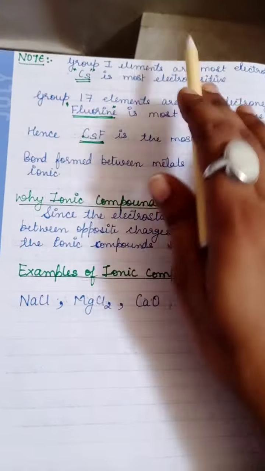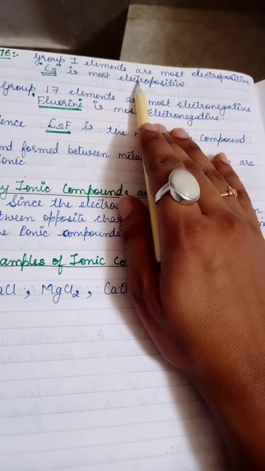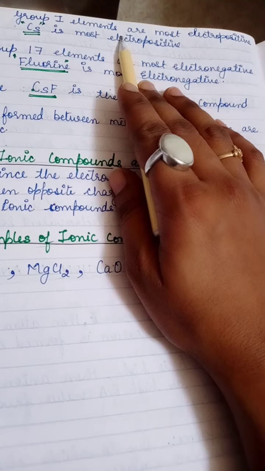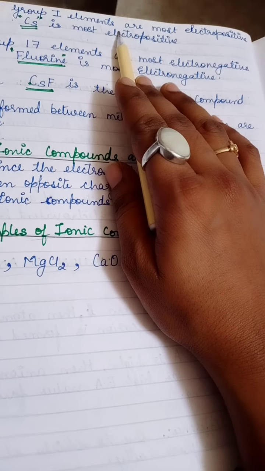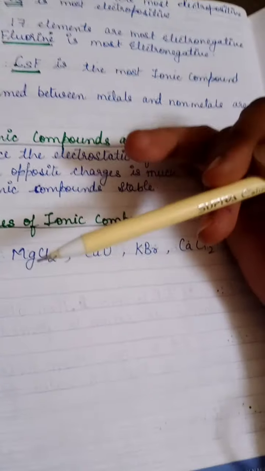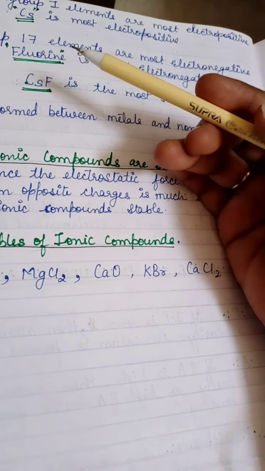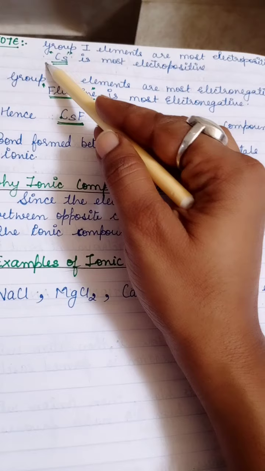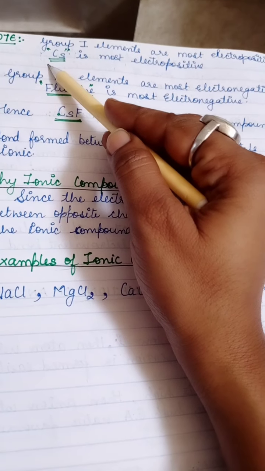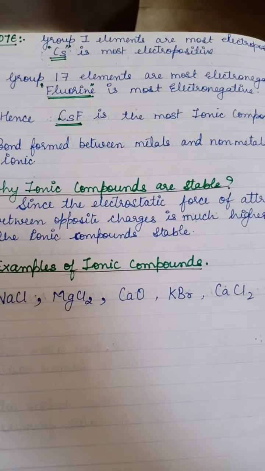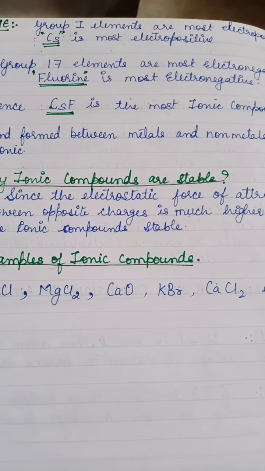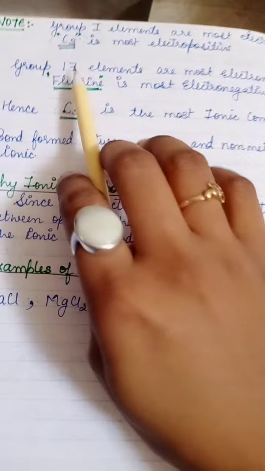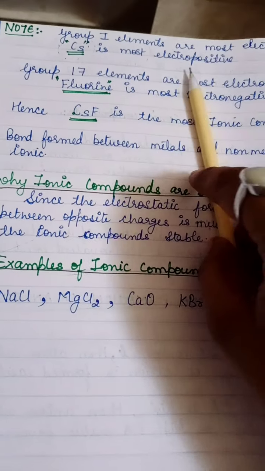After this, there is a note. Group 1 elements are the most electropositive elements in the periodic table. But when you go down the group, metallic character increases. So in group 1 also, cesium is the most electropositive element. Out of all the 118 elements, cesium is the most electropositive.